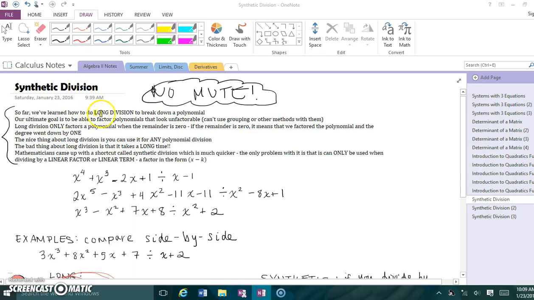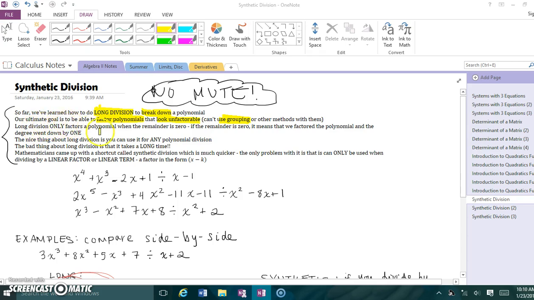Alright, so far you've done long division. The key here is we want to break down a polynomial. So whatever the degree is, we want to lower the degree repeatedly until it's all linear factors. The ultimate goal is to be able to factor polynomials, mainly ones that looked unfactorable. Like for example, if you tried grouping, it didn't work, you couldn't factor an x out, you couldn't do guess and check. That's when polynomial division comes in handy.